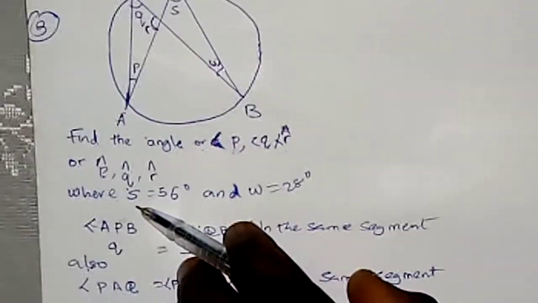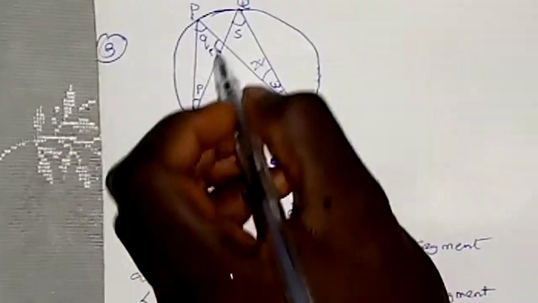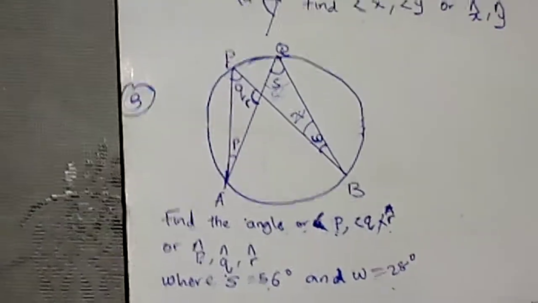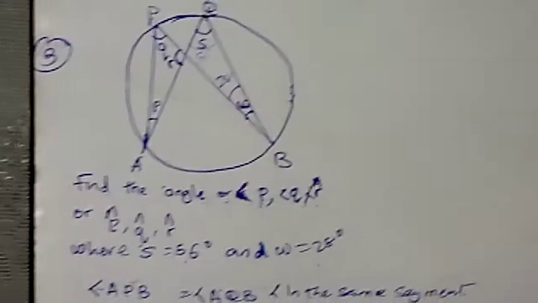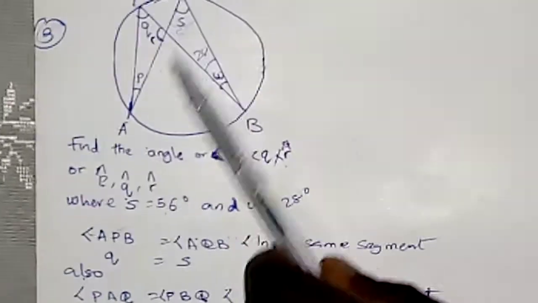question we are given s equals 56 and w equals what? This angle w equals 28, and this angle x equals 56. Now the question asks us to look for PQ, PR. This is angle R.